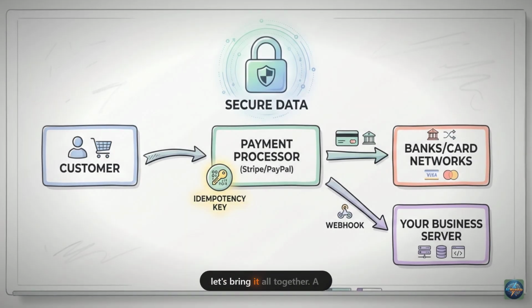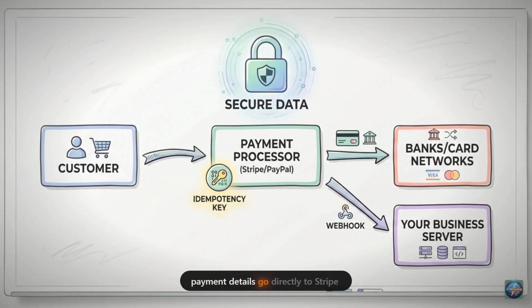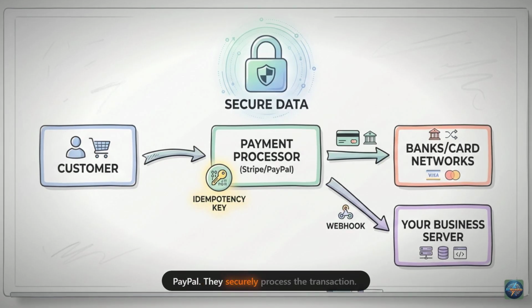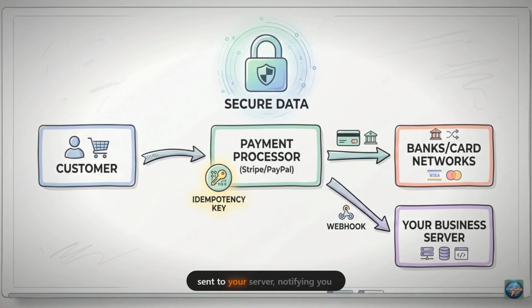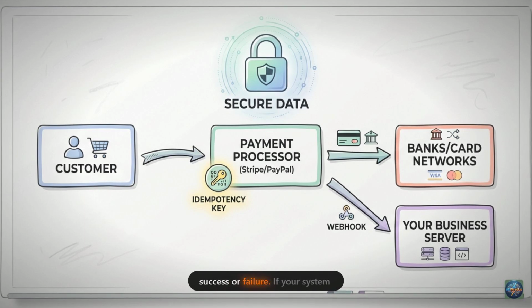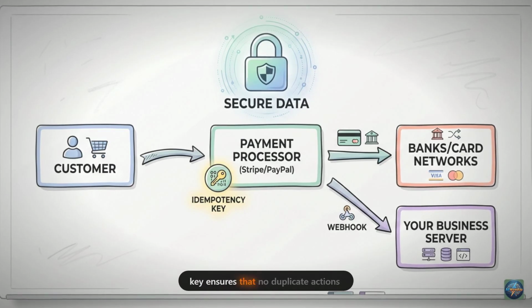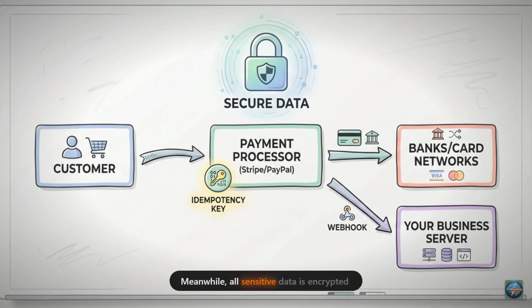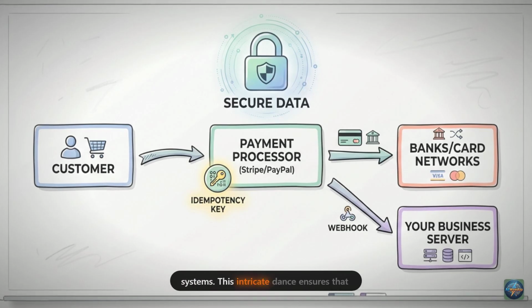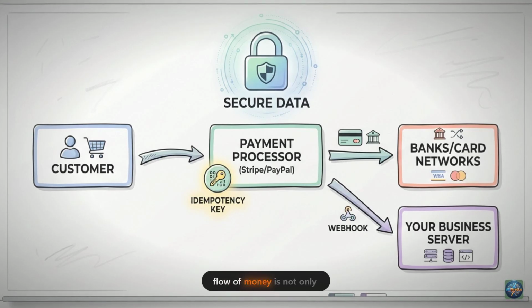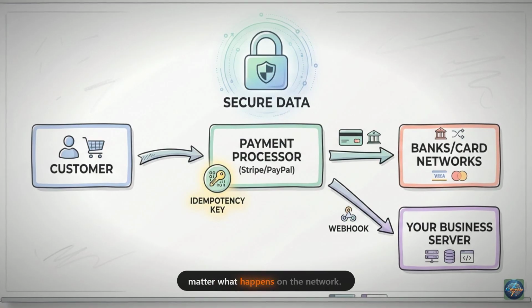So let's bring it all together. A customer initiates a payment on your site. The payment details go directly to Stripe or PayPal. They securely process the transaction. Once the payment status changes, a webhook is sent to your server, notifying you of success or failure. If your system were to retry a transaction, the idempotency key ensures that no duplicate actions occur. Meanwhile, all sensitive data is encrypted and tokenized, kept completely separate from your business's systems. This intricate dance ensures that the flow of money is not only seamless, but also incredibly secure and consistent, no matter what happens on the network.